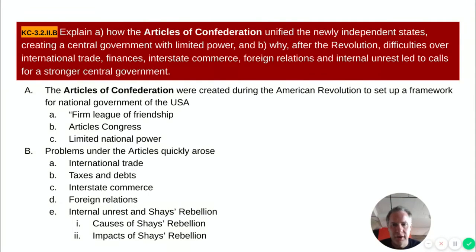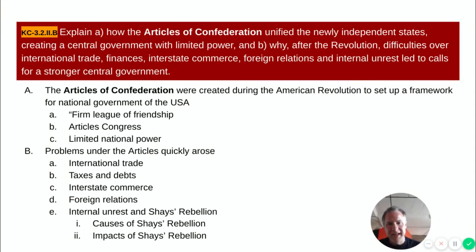The power of this Articles Congress, this national government, was very limited. It could not tax, for example. It could not regulate trade between the states, nor could it create a military. All of those things were left up to the state governments. So, for example, the Articles Congress, if they needed revenue, could ask the state legislatures to create a tax or to share part of their taxation, but it could not tax the people directly. And again, all of this is a reaction to British government.